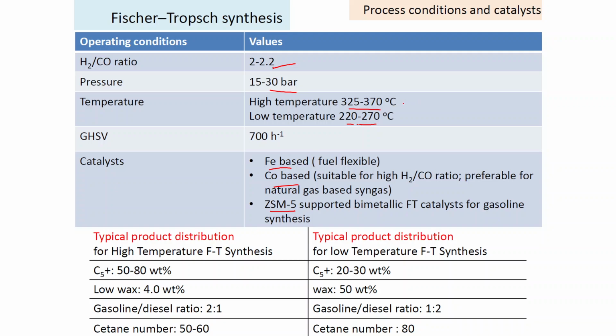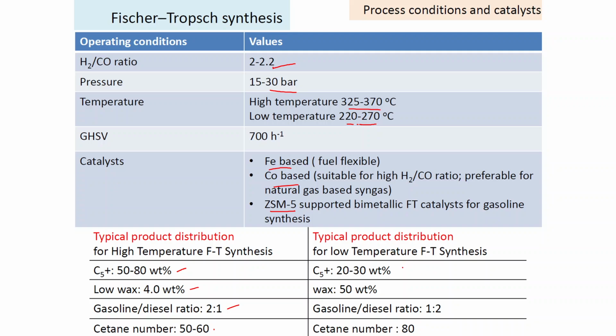So coming on to the two temperature ranges. Why two temperature ranges? If the Fischer-Tropsch reaction takes place at high temperature, then the products are different. The C5 cut is 50 to 80 weight%, waxes are very low, and the gasoline to diesel ratio is 2:1, and the cetane number of the diesel produced at high temperature Fischer-Tropsch reaction is about 50 to 60.